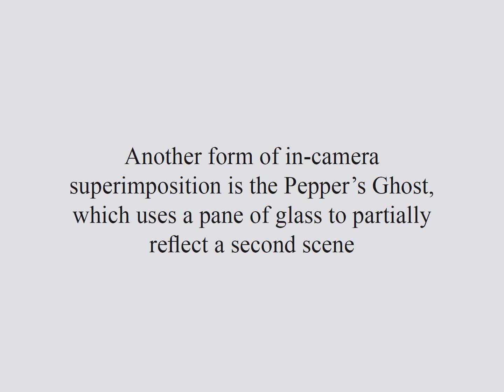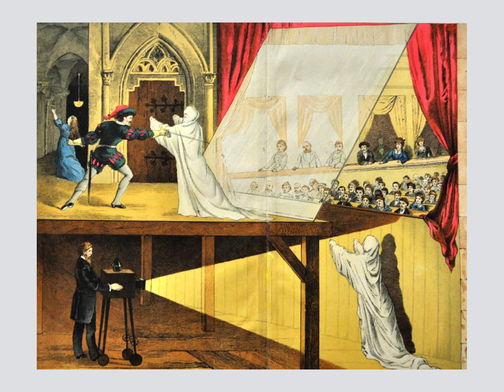And finally, one common in-camera effect that we see in early films is called the Pepper's Ghost. It actually came from stagecraft, in which a pane of glass is used to partially reflect another scene. Here's an illustration of the Pepper's Ghost in action in a theater. This sheet of glass at 45 degrees reflects an image. So the end result for the audience is that there's a ghostly image on the stage. And this technology is still in use, in fact, at Disneyland for the Haunted Mansion.